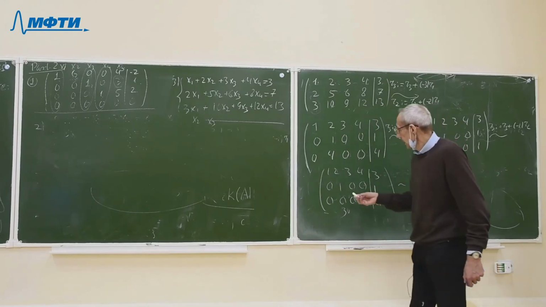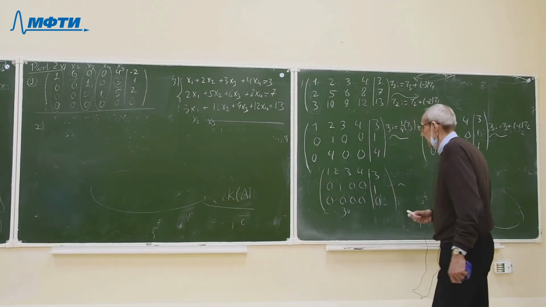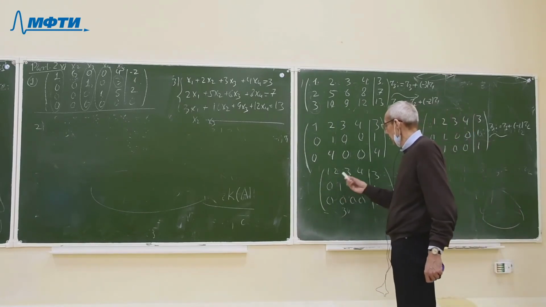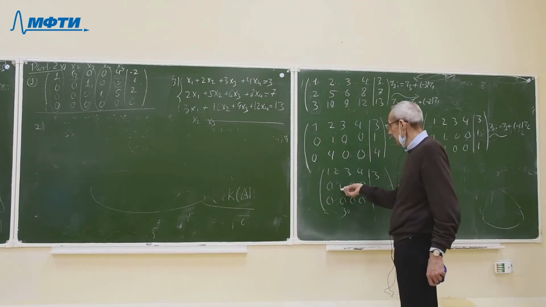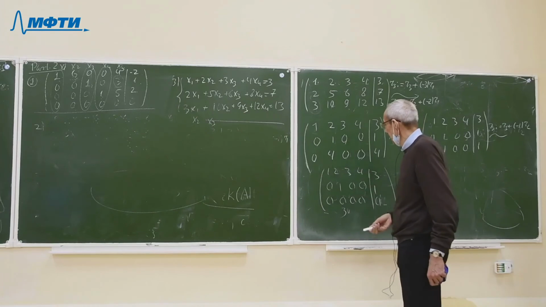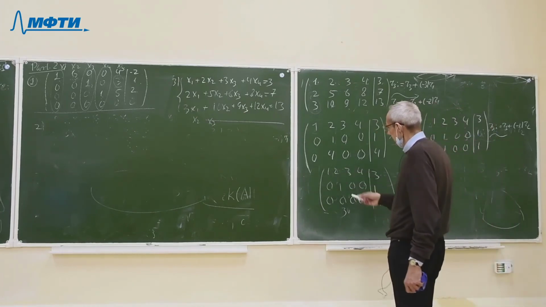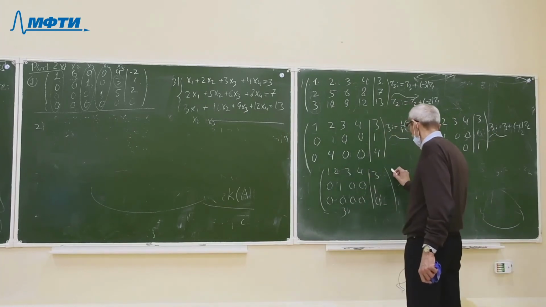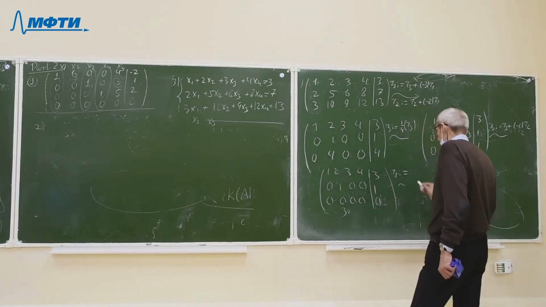The last step, the second column. In the second column we have, on the second place 1, and on this place we have 2, and we want to obtain on this place 0, and let's subtract from the first row second.